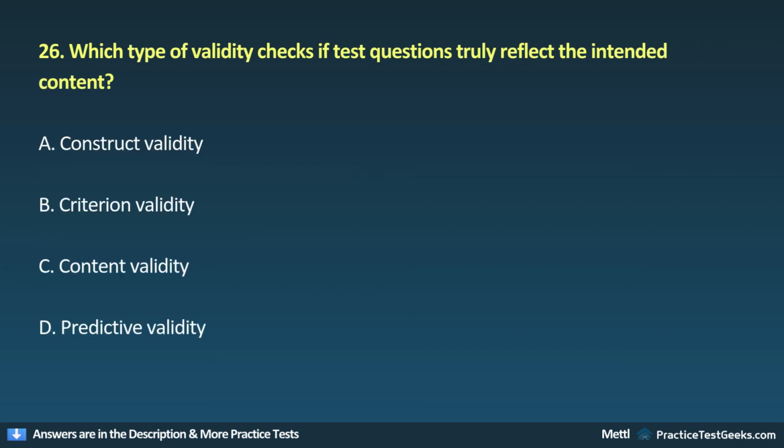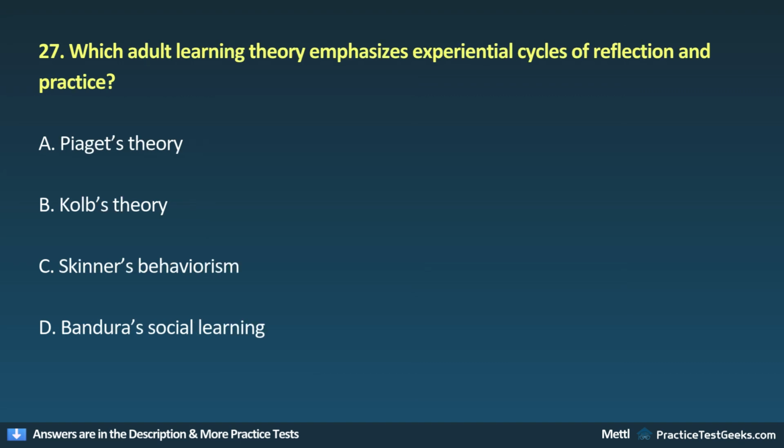26. Which type of validity checks if test questions truly reflect the intended content? A. Construct validity. B. Criterion validity. C. Content validity. D. Predictive validity. 27. Which adult learning theory emphasizes experiential cycles of reflection and practice? A. Piaget's theory. B. Kolb's theory. C. Skinner's behaviorism.